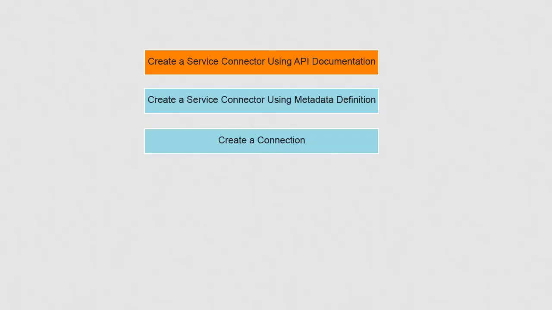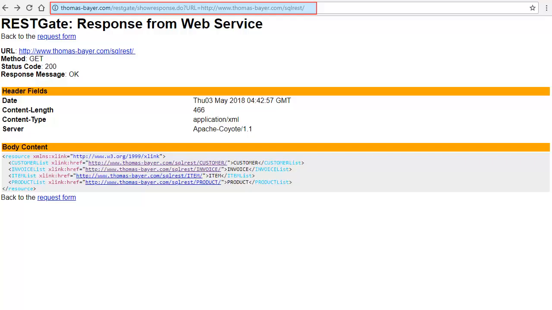Let's create a service connector using API documentation. We will use the Thomas Bayer service. Thomas Bayer service is available at this URL. There are 4 operations exposed by this service, out of which we would be using customer and invoice. Let's look at how to invoke these operations.